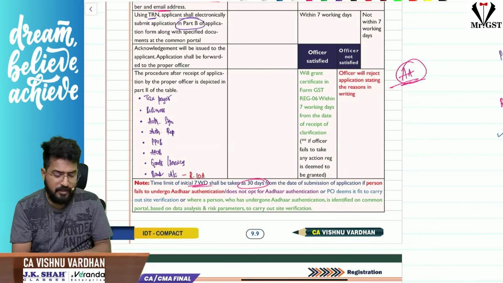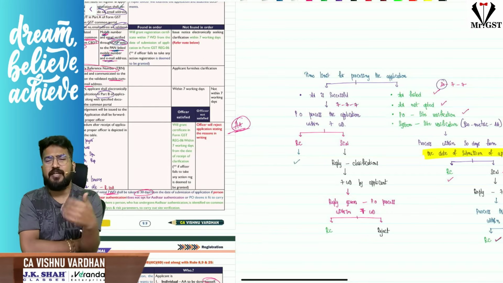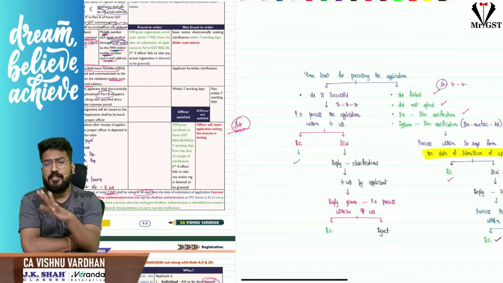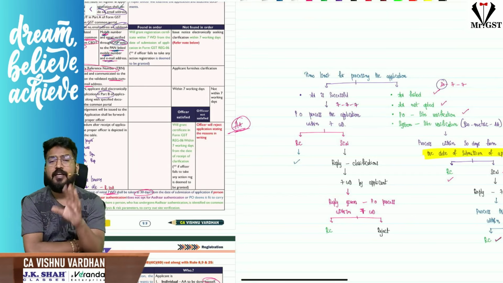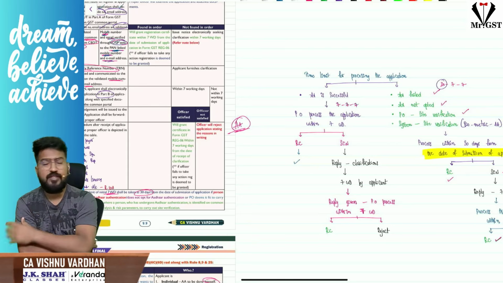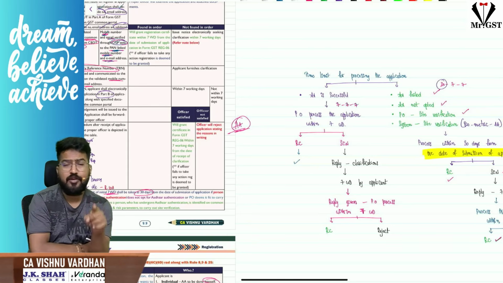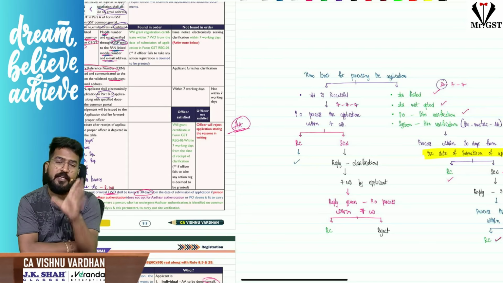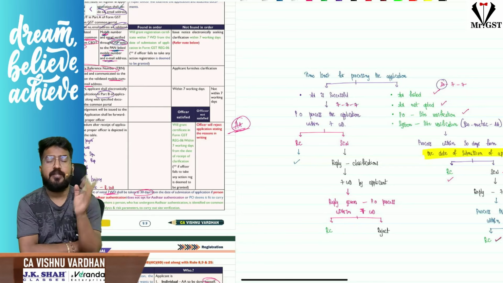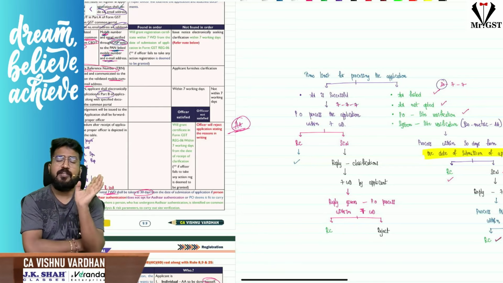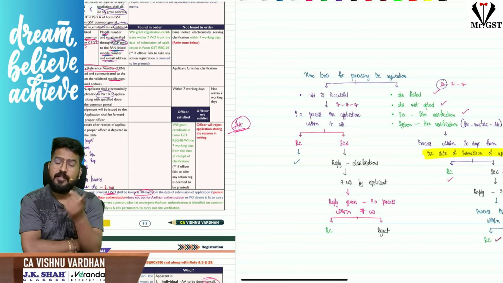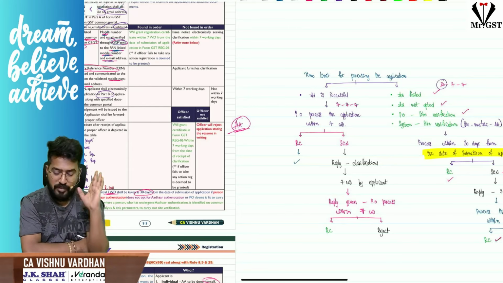Sir, here we are discussing time limits, no, 7 days, 7 working days, 30 days, all that stuff. Sir, in those cases, please understand, the proper officer also has a time limit, you also have a time limit. If the proper officer is not doing his duty within the time limit, then the application is deemed to be accepted. If you are not doing your duty within the time limit, that means you are not replying within the time limits, then the application is deemed to be rejected. That is the important thing.